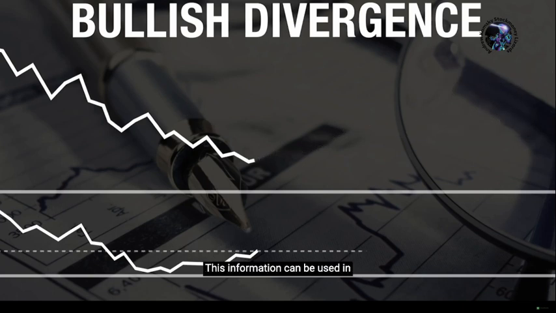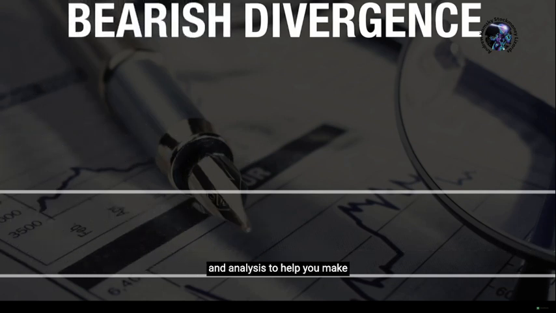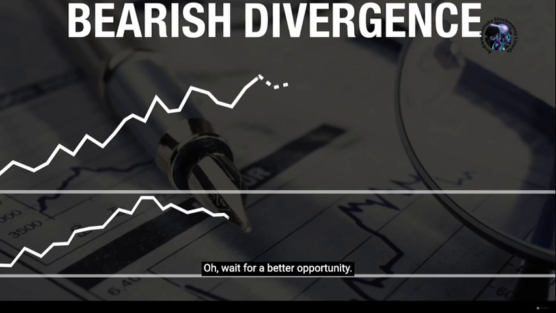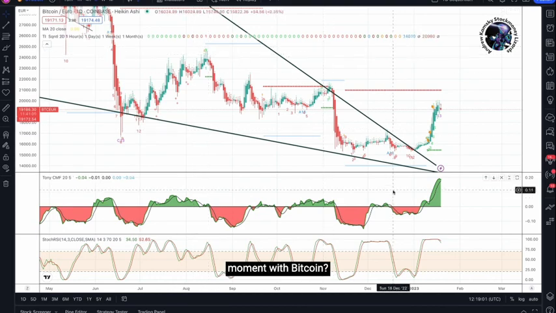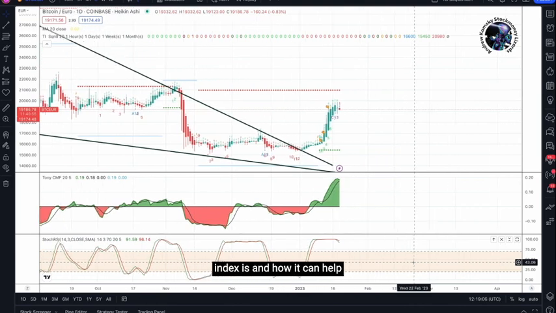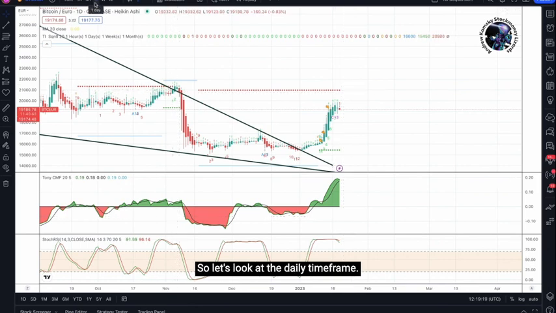This information can be used in combination with other indicators and analysis to help you make a decision on whether to buy a stock or to enter Bitcoin or wait for a better opportunity. So where are we at the moment with Bitcoin? With the current understanding of what the relative strength index is and how it can help us enter and exit markets, let's look at the daily time frame.